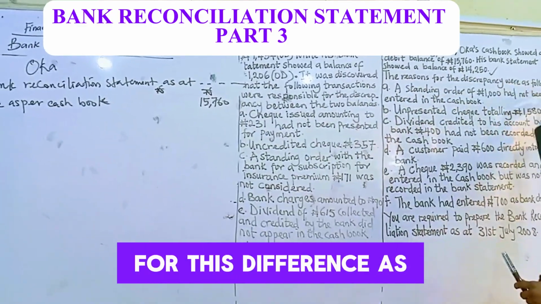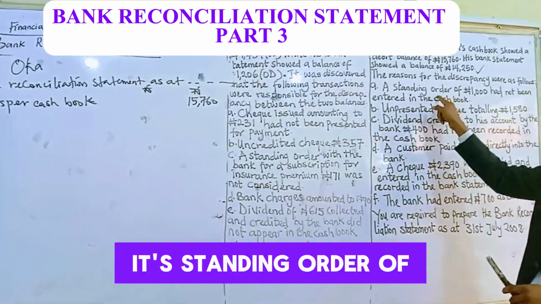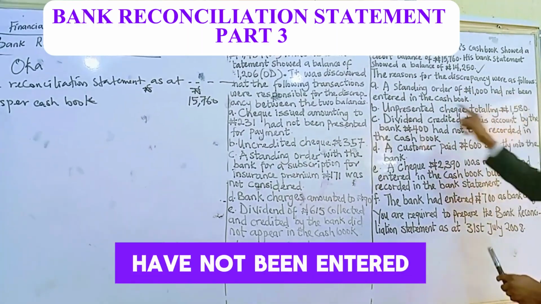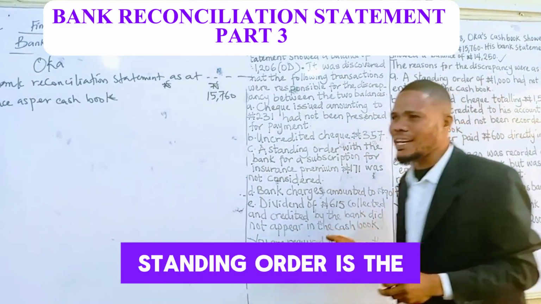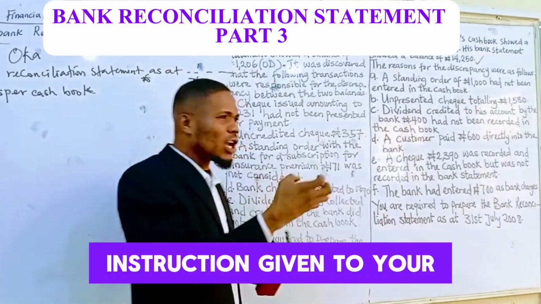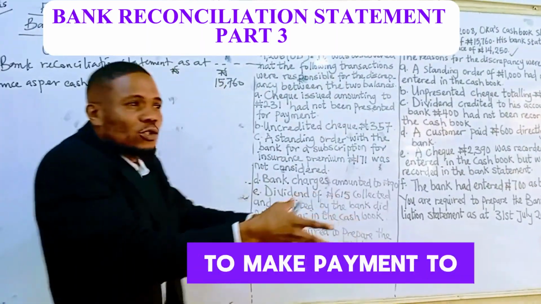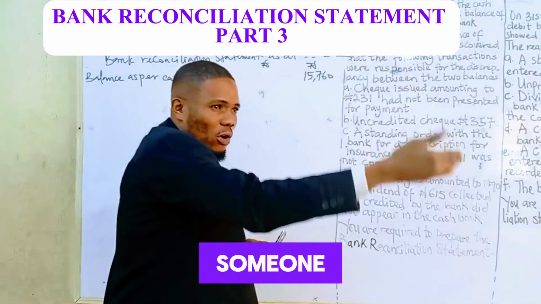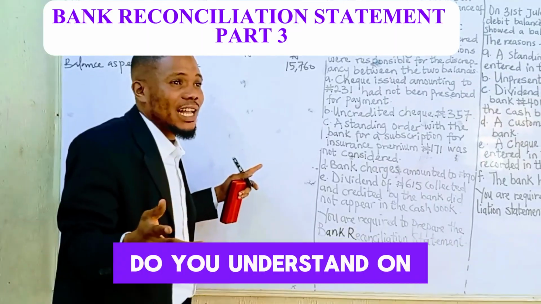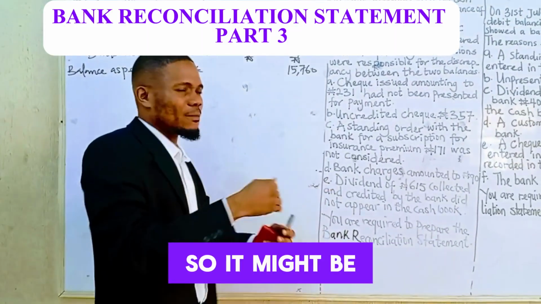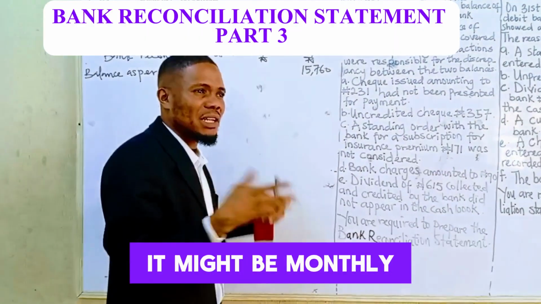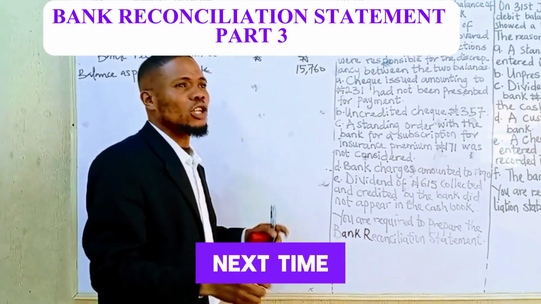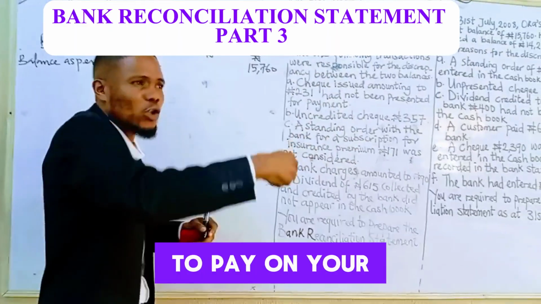Let's say the reasons for the difference are as follows. A standing order of 1,000 naira had not been entered in the cash book. Standing order. What is a standing order? A standing order is an instruction given to your bank to make payments to someone, it might be your creditor or anybody, on your behalf. It might be recurring payments, monthly or yearly. You gave instructions to the bank to pay on your behalf.